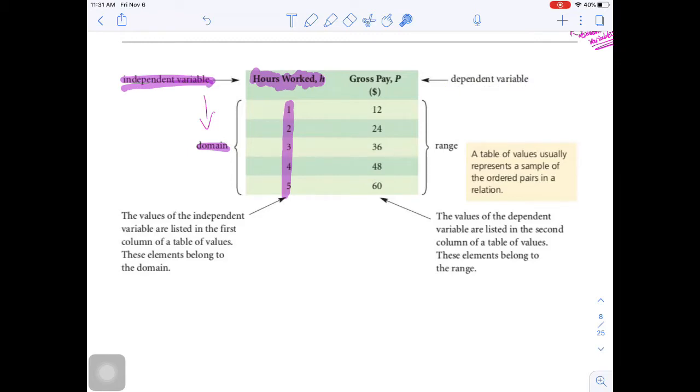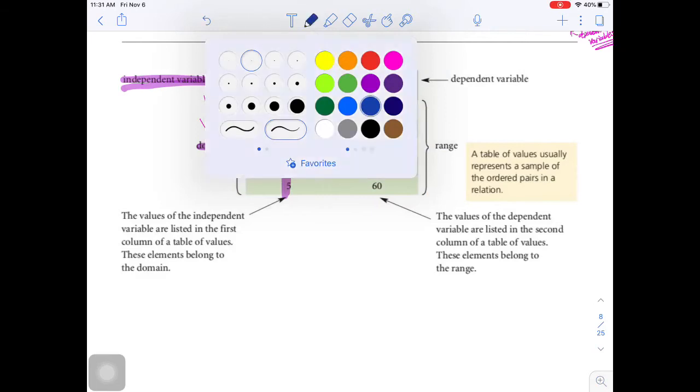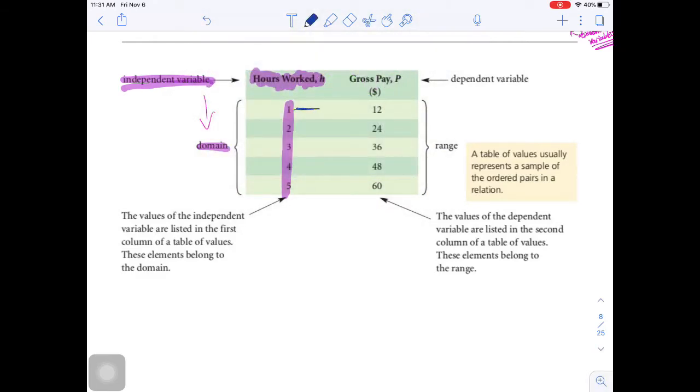Okay, a table of values usually represents a sample of the ordered pairs in a relation, which is what we've talked about and you've seen in 5.1. So this, or you can't really see that. Number 1 here, 1 hour is related to $12 of pay.